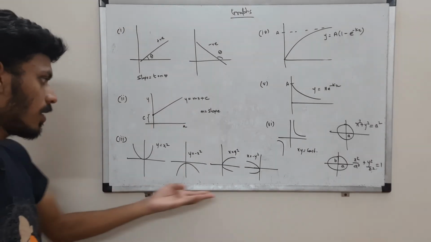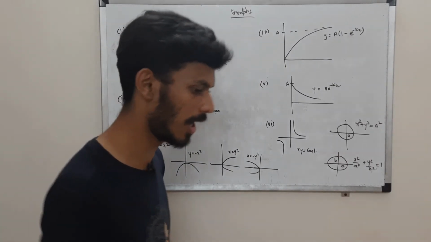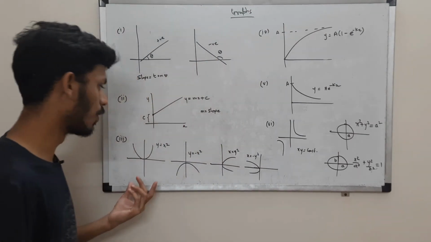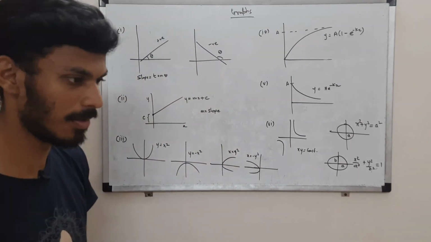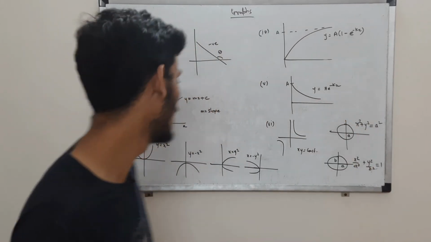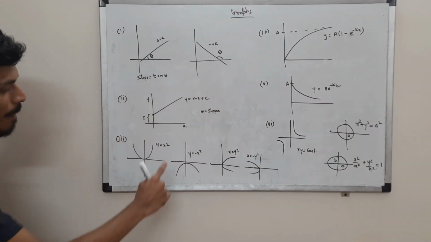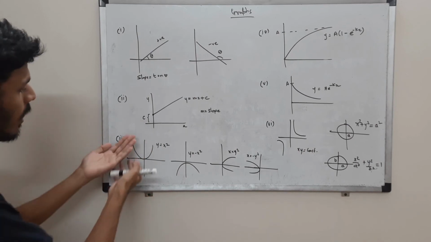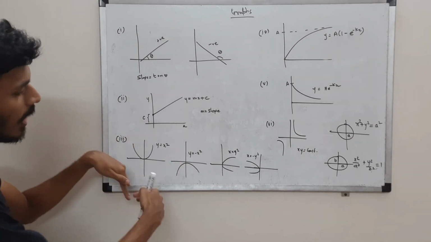Now, different parabolas may come up in our discussion. First is y is equal to x square, a parabola that opens upward like a smile. Then y is equal to minus x square: you just flip it over and make positive negative.